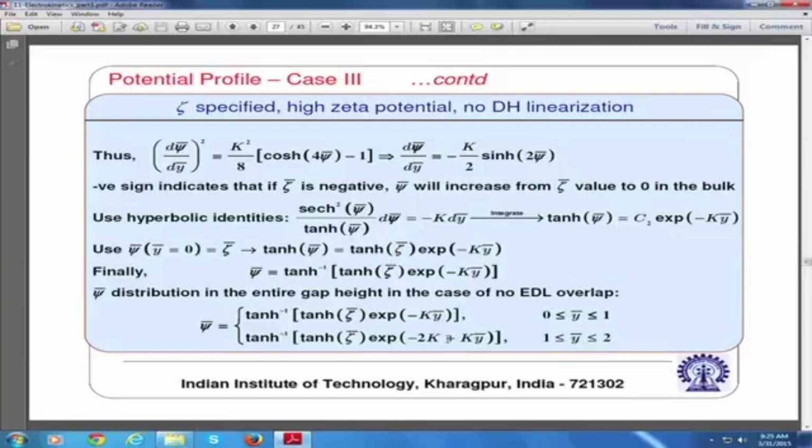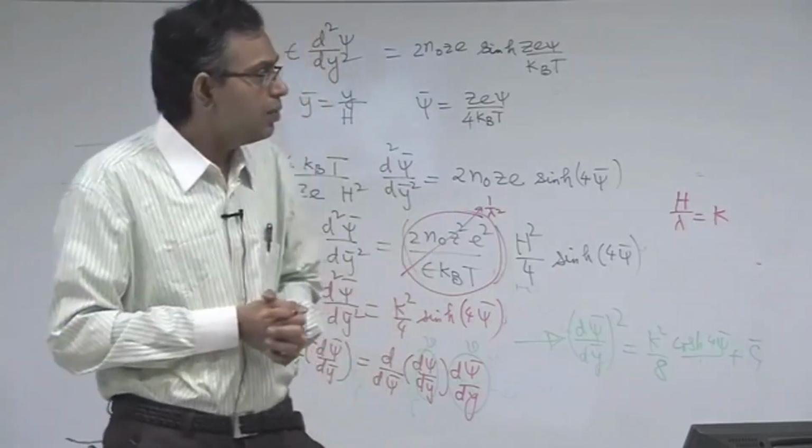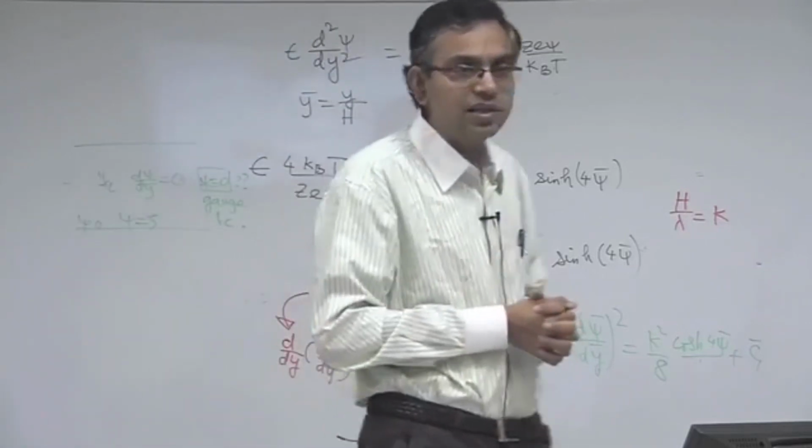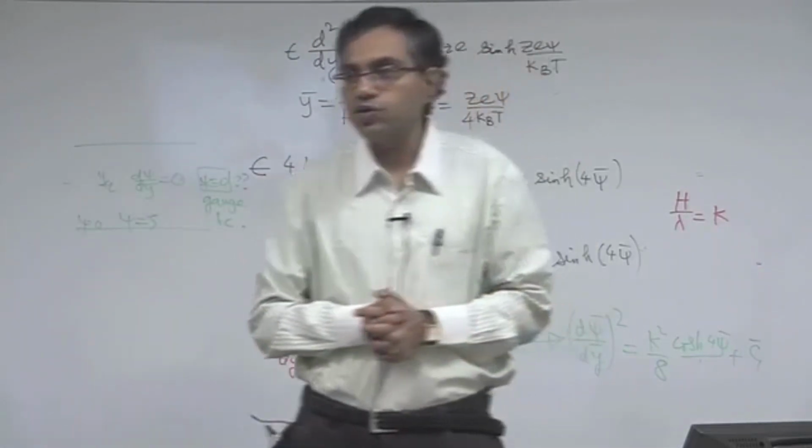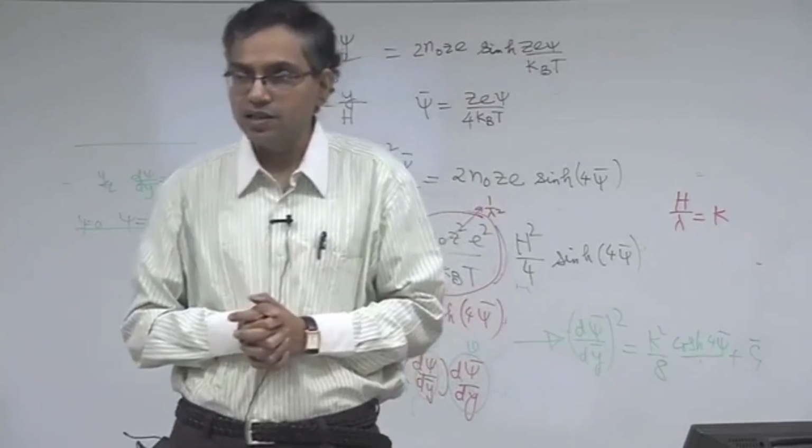Although research has shown that this equation may be valid for weakly overlapped EDL, that is, the electrical double layer overlap is not strong, there is slight overlap of the electrical double layer, and this equation is still valid. Anyway, we will stop our discussion now and we will continue with the electrokinetics in the next lecture. Thank you very much.